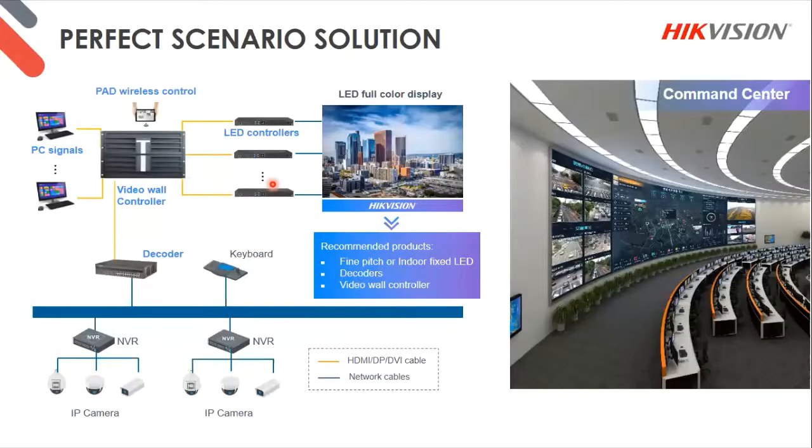All right, the next one, your command centers. This is typically larger control rooms. You can see an application like this over here. It's a little bit more involved, with a couple more blocks and screens, a little bit larger. We're going to look for the fine pitch or the indoor fixed LED range. You're going to look at a couple of decoders as well as a video wall controller. The cameras and NVRs will feed into the decoders, and the decoders will feed into the video wall controller. The video wall controller will then feed into the LED controllers.